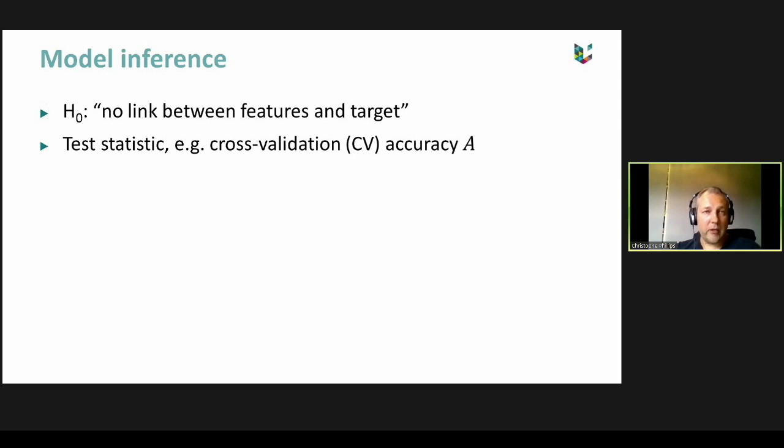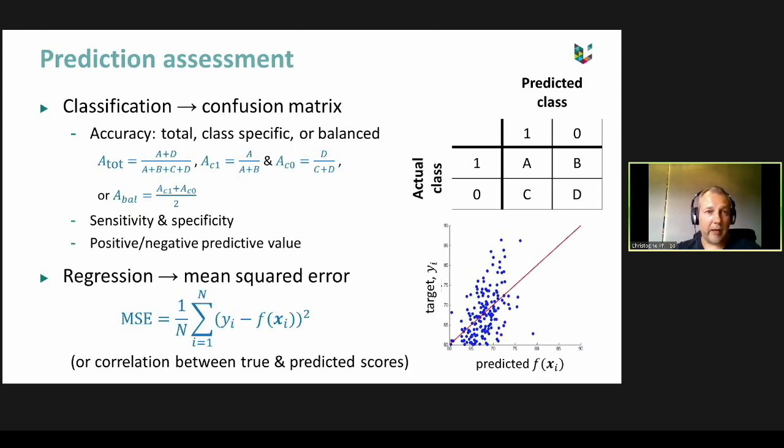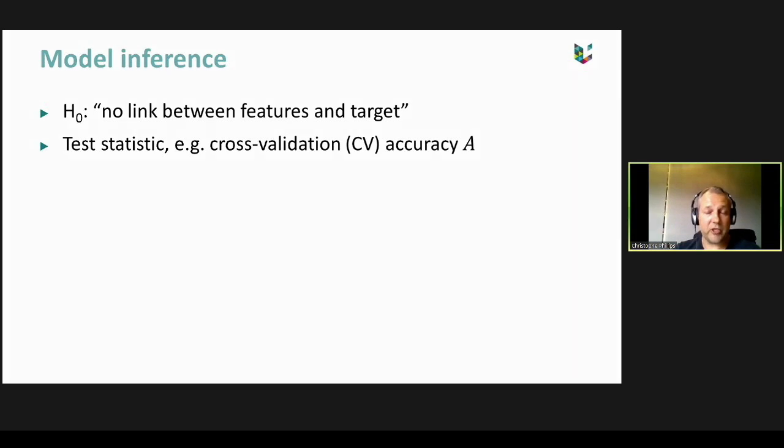Finally, how do we know that, for example, my accuracy is above chance level? Am I doing better than tossing a coin? And that calls for model inference. This will be addressed by the talks by Joram and Emanuele afterwards. But I'll give you just a primer on that.